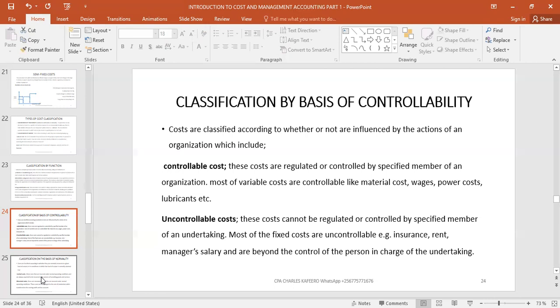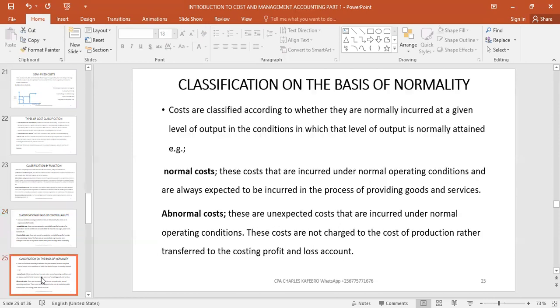Then there are other costs which are uncontrollable, and most of the time these are the fixed costs. Fixed costs like rent. When you are renting premises, they just give you their cost of rent, you cannot influence that, or you are not directly involved in determining the amount that you are going to be paying. So that's how they classify those costs by the basis of controllability.